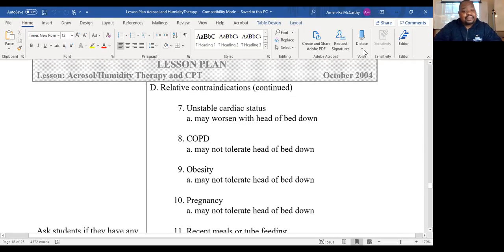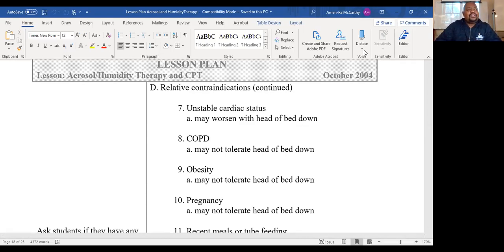Number seven, unstable cardiac status. If you have the head of the bed down, it may get worse, okay? You may make the pressure shoot up if you have them in Trendelenburg. Because remember, having the head of the bed down like that is called Trendelenburg. Okay? That's Trendelenburg. If you have the head of the bed up and feet down, that's reverse Trendelenburg. Okay? And all of the beds have buttons to do these different things. I can put the bed in Trendelenburg. I can put it in reverse Trendelenburg, right? Up and down, Fowler's or not, right? And the rest you have to do with the patient yourself.